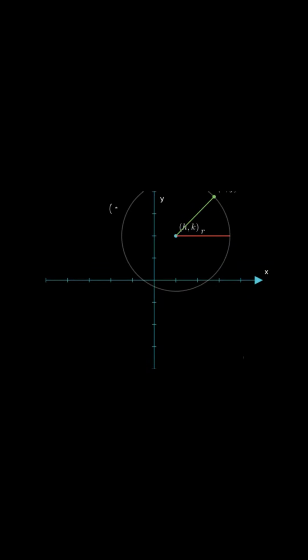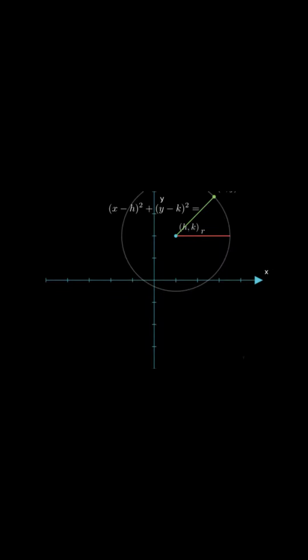To express this distance constraint mathematically, we use the distance formula derived from the Pythagorean theorem. The square of the distance between 2 points equals the sum of squares of differences in their coordinates. This gives us the left side of our equation: (x - h)² + (y - k)².